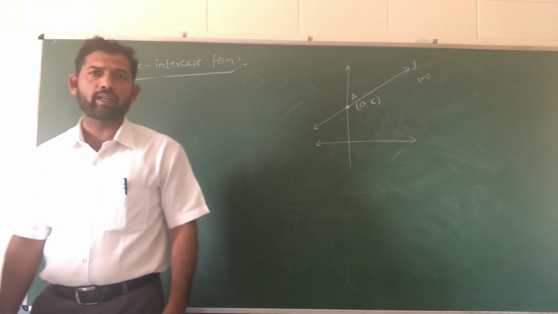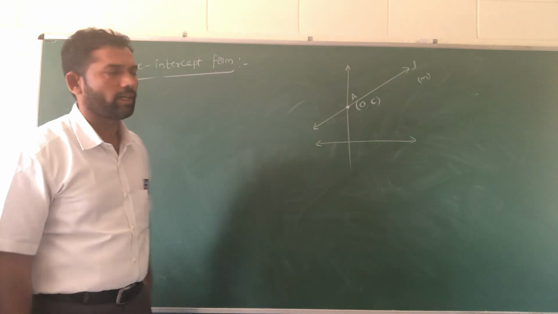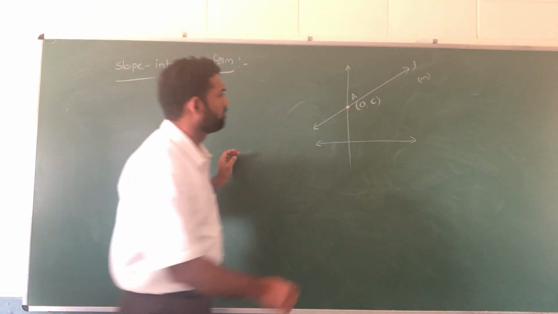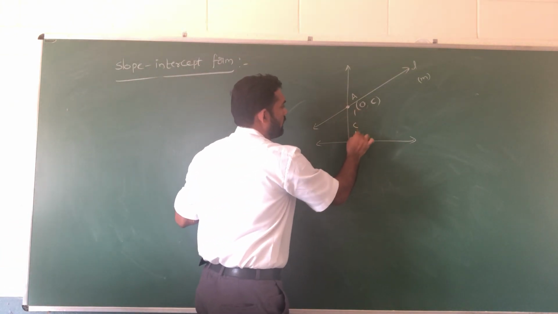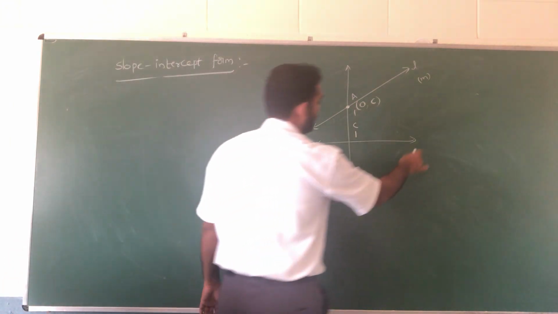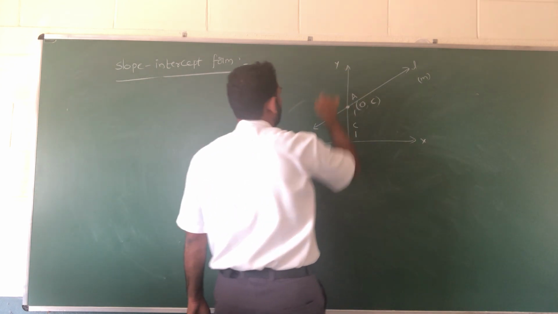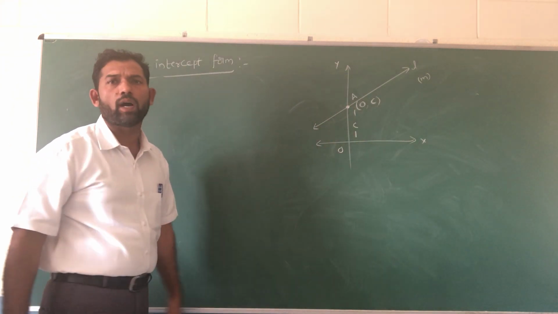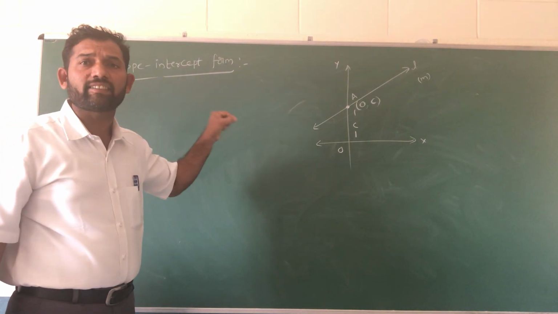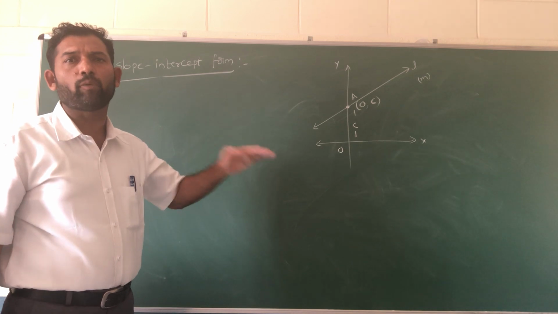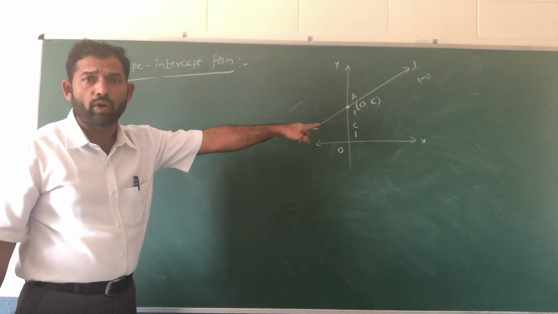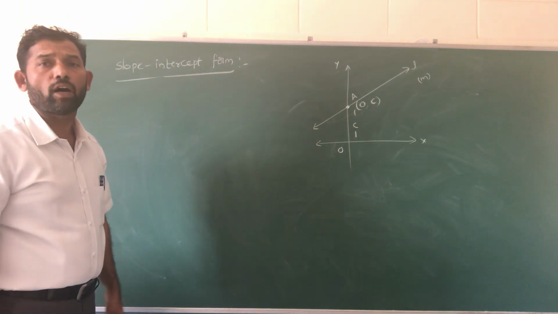Slope intercept form means, what does intercept mean? Line L cuts the y-axis at some distance. That cutting point is called the intercept, at c units distance. The line L cuts the y-axis at the intersecting point. So here the intercept point is given and the slope is also given.